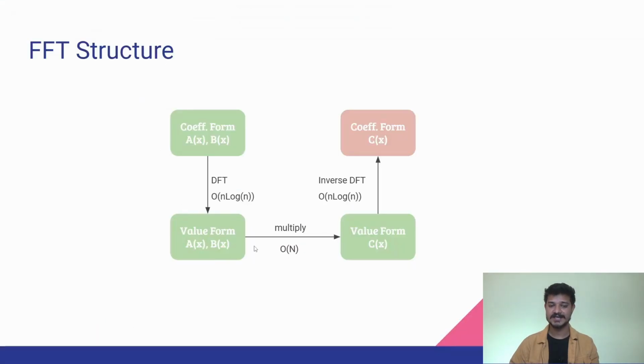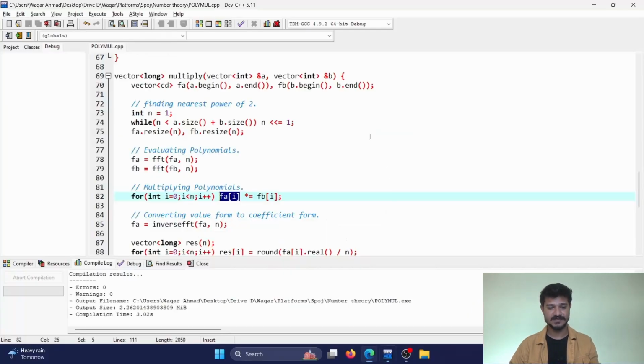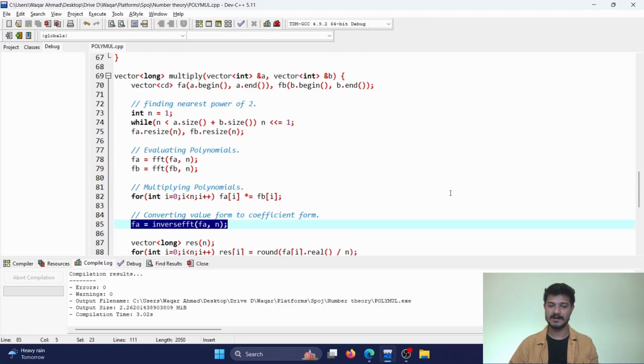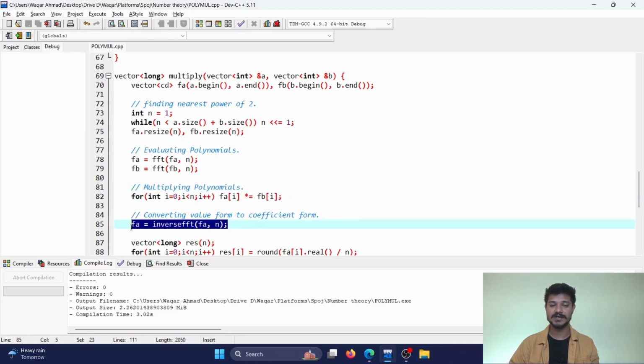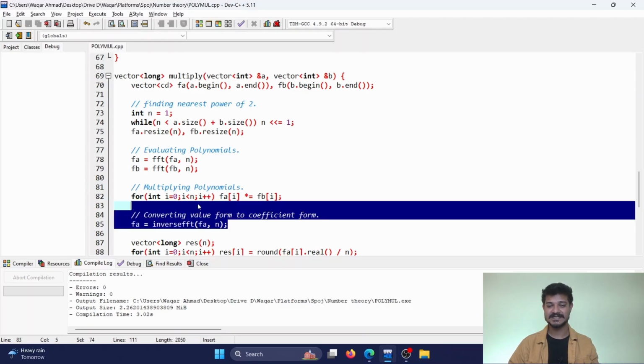See here, a and b are in value form after applying FFT. We have performed the multiplication. Now the result is in value form, but we want it in the coefficient form. So what we'll do, we'll apply the inverse FFT. Here you have the result after multiplication, and now we want FA in the coefficient form, so we'll apply inverse FFT. I'll explain both FFT and inverse FFT function. So let me explain it now.